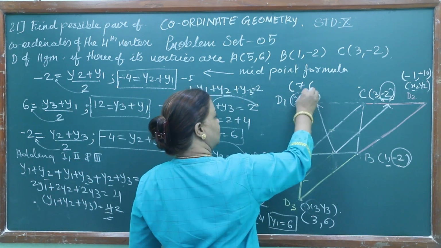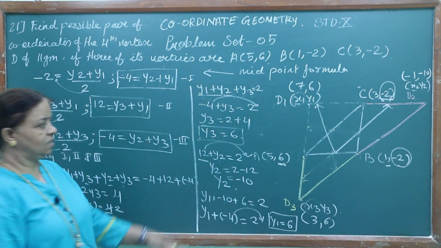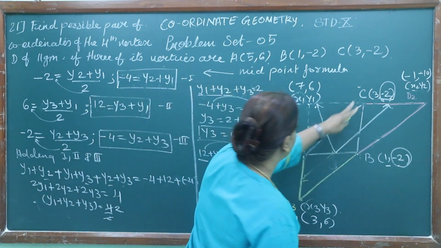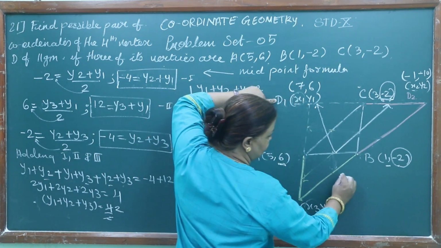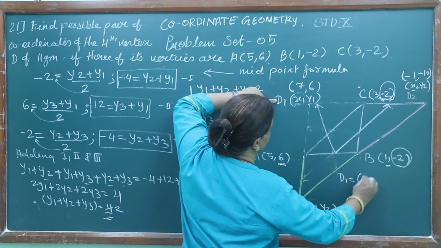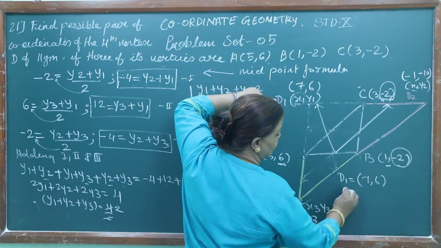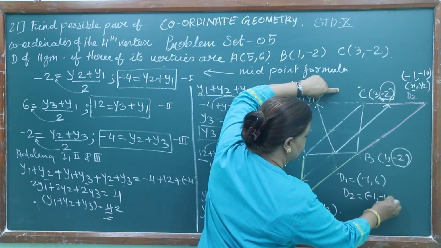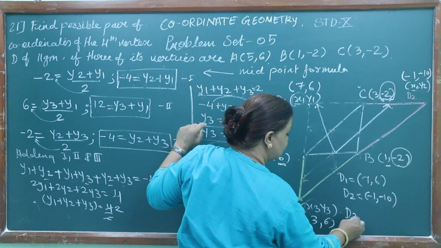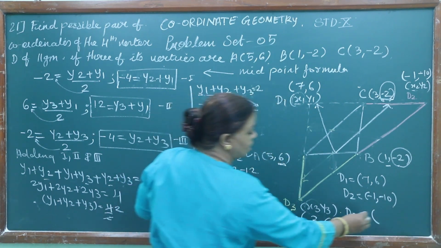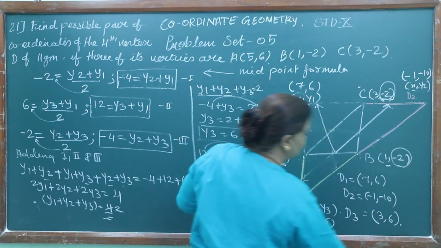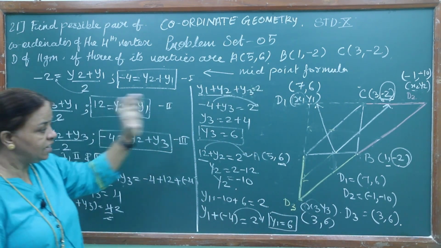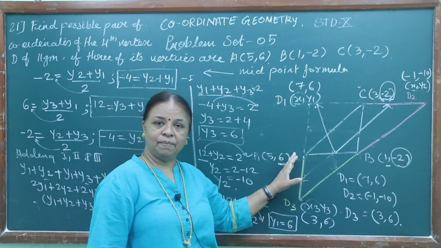Here it is. So children, we got 3 possible coordinates by which there can be a parallelogram made. First one is D1, which is 7, 6. Second is D2, which is minus 1, minus 10. And third one is D3, 3, 6. So these are the 3 possible coordinates of the point D by which you can make the parallelogram.